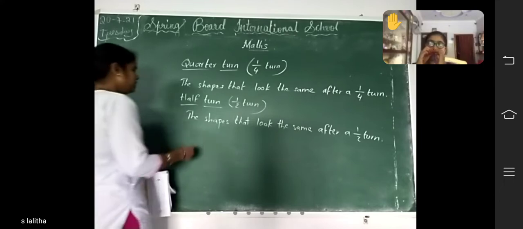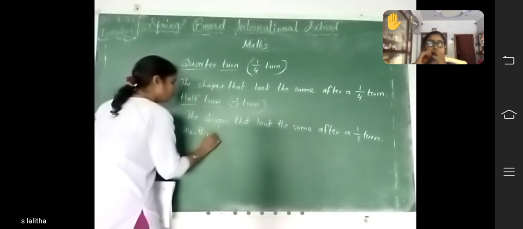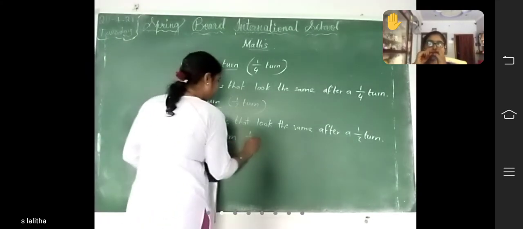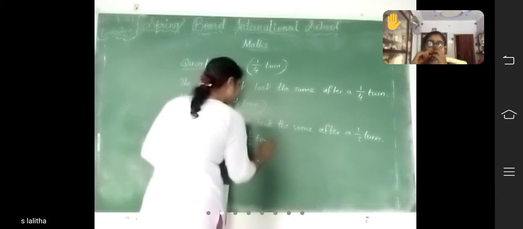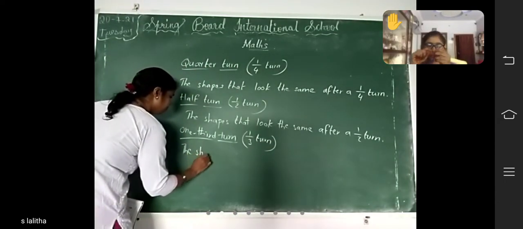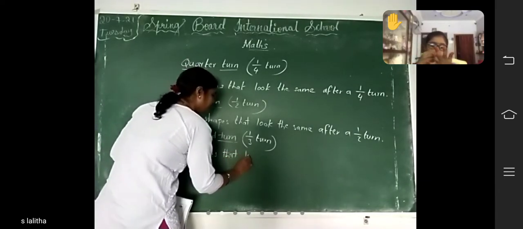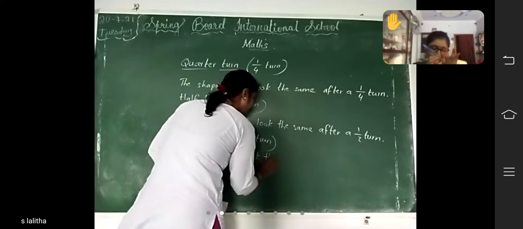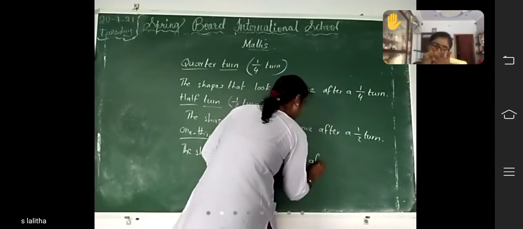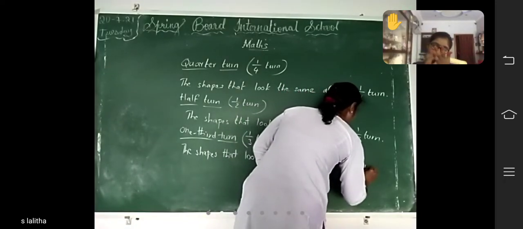Next, 1/3 turn. 1/3 means what? 1/3 turn. The shapes that look the same after a 1/3 turn.